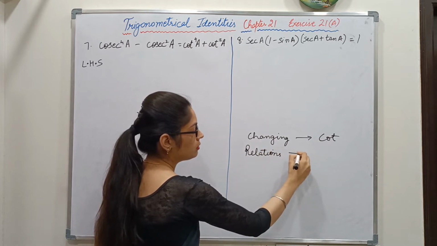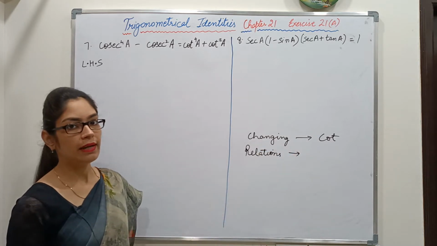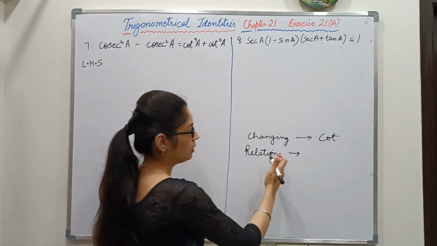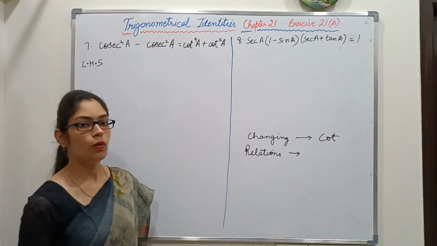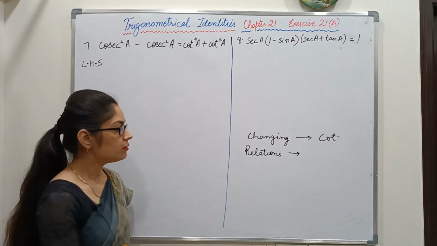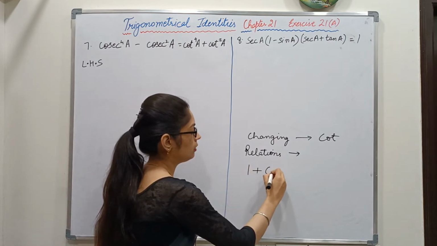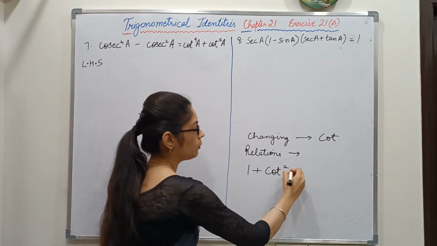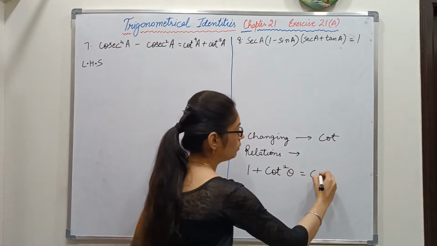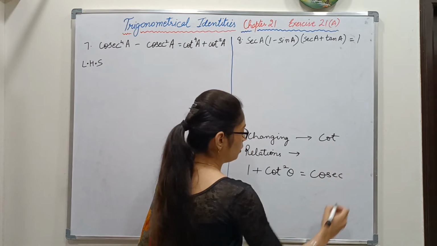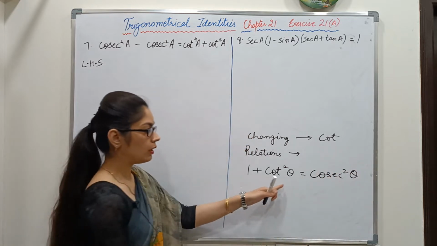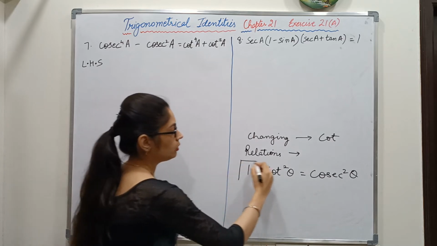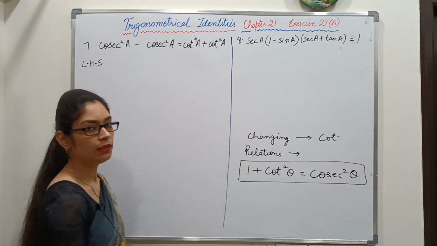If you keep on writing all these things from the starting itself, it will be easy to prove this type of questions. The relation between cot and cosecant is with their square relations only, and I have told you in the previous video: 1 plus cot square theta equals cosecant square theta. So the relation also we know now that I have written.